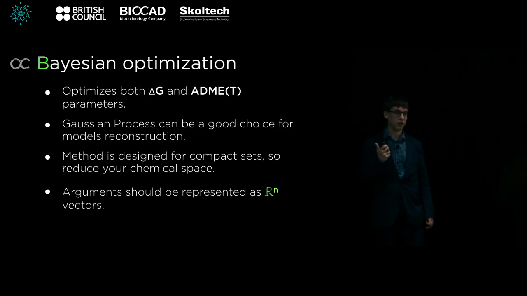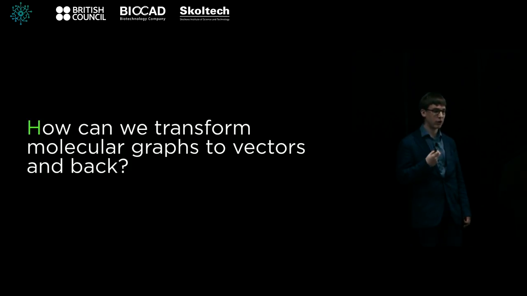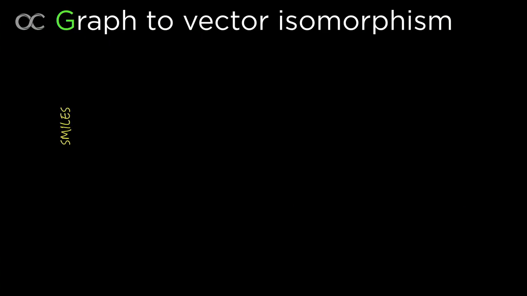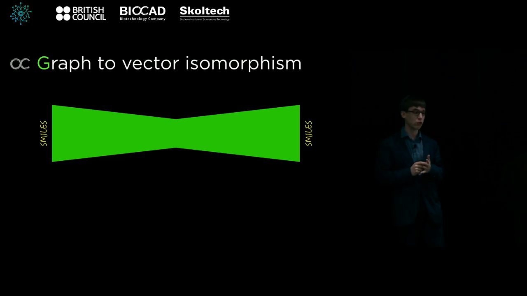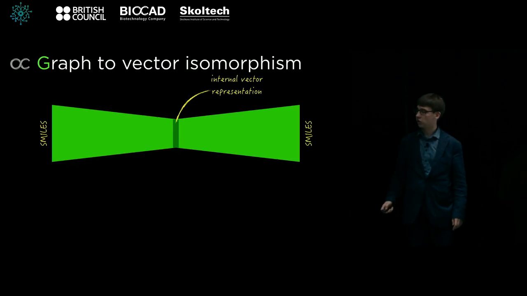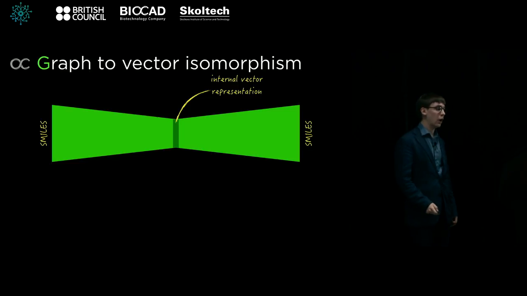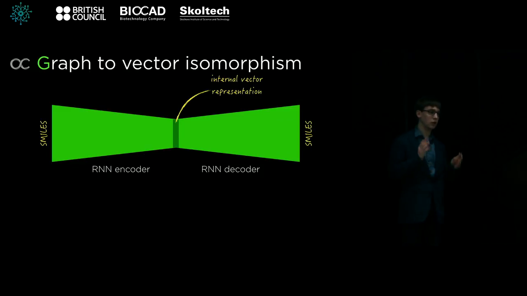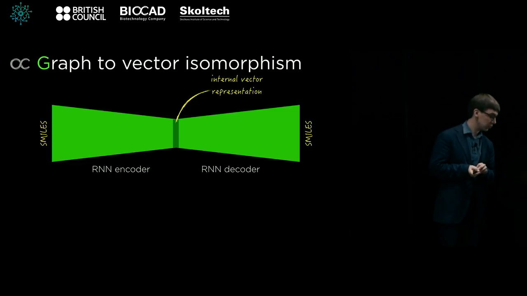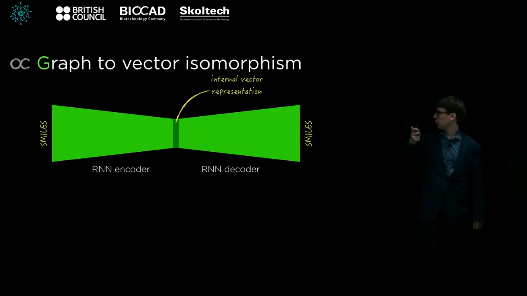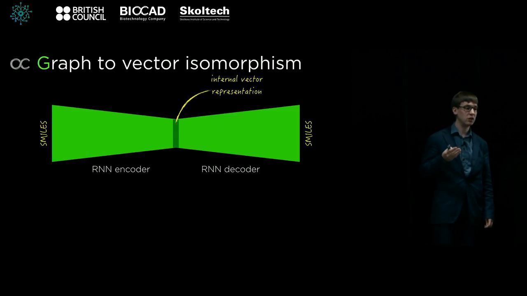And here we face the next problem: how can we transform our molecular graphs to n-dimensional real vectors and back? So we use a neural network autoencoder to train a model that takes the SMILES string on the input of our model, and gives us the same SMILES string as the result. And in the center of this model we have some vectors that represent our molecular graph, and as we have an autoencoder, our SMILES representation can be fully encoded to this internal vector, and the molecule could be restored from this vector without any additional information.